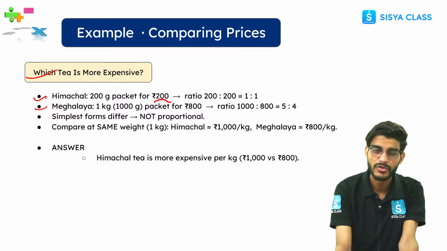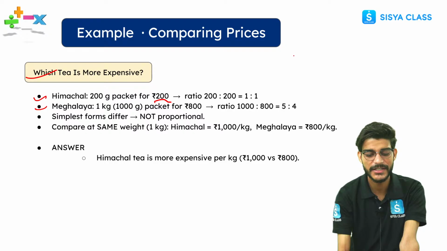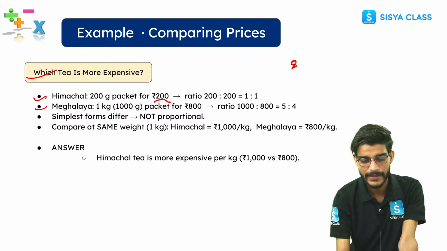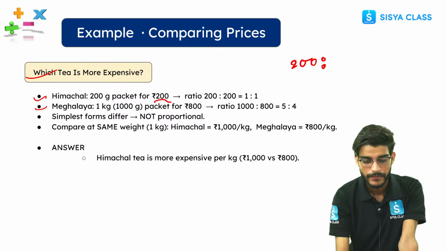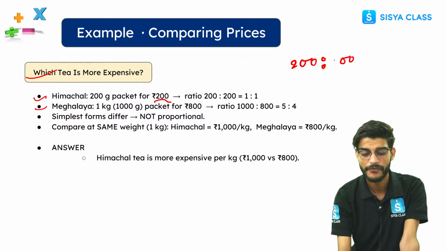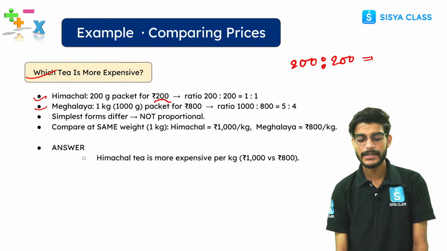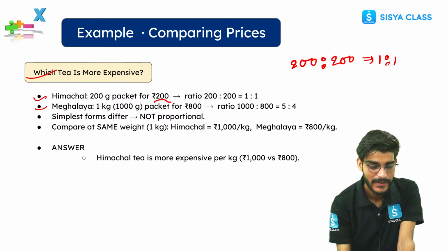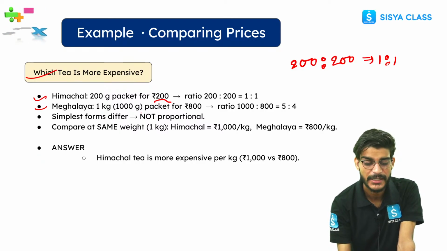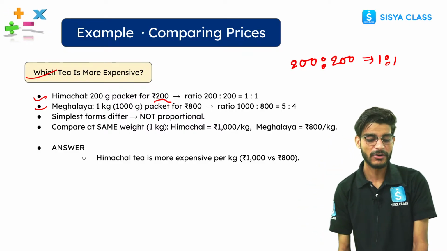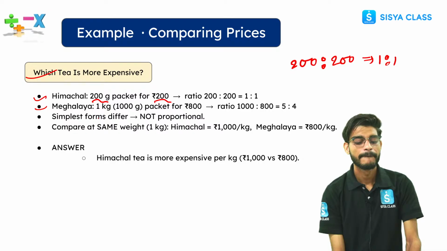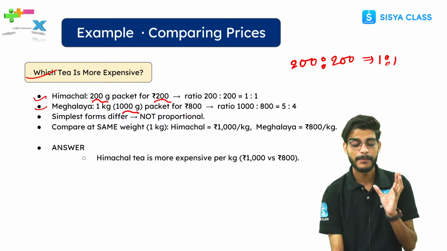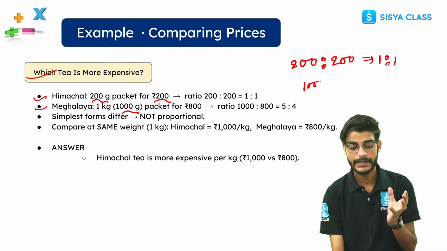So what is the ratio here? 200 ratio 200, basically it is 1:1, right? If you find the ratio of packet and rupees of tea, that is 200:200, basically 1:1. What about Meghalaya? In Meghalaya we have 1 kg, which means you have to convert it into grams, because firstly you have converted into grams, 200 grams. Next, Meghalaya is a 1000 gram packet for 800 rupees.